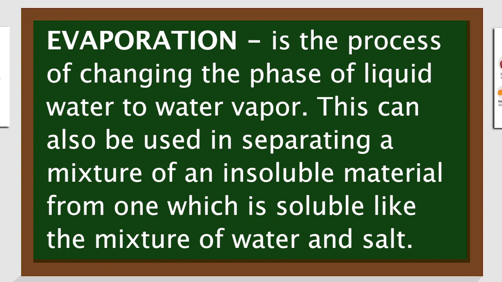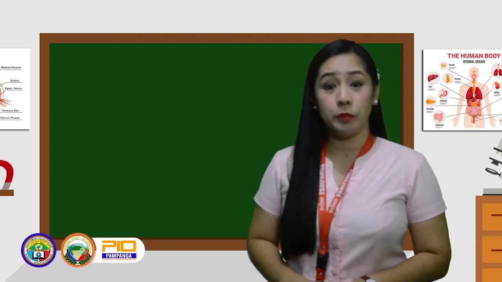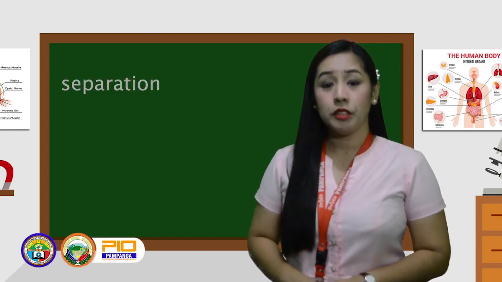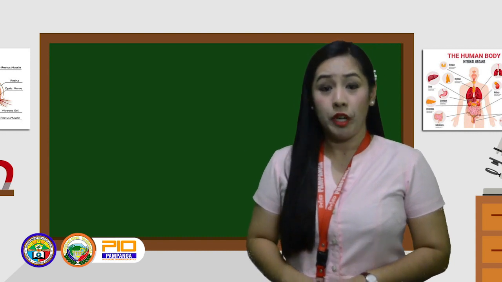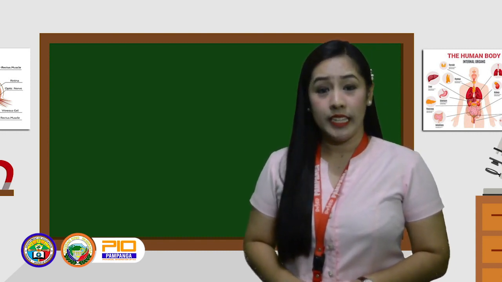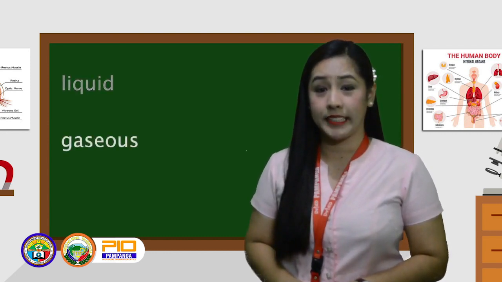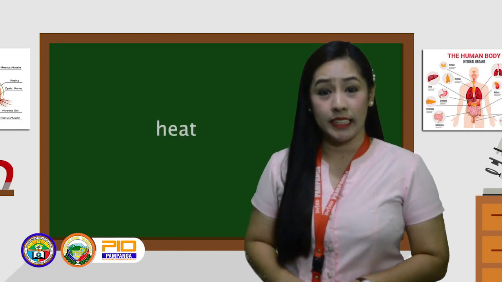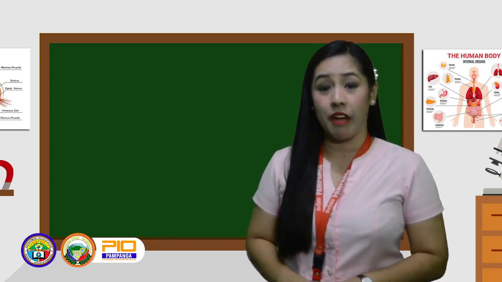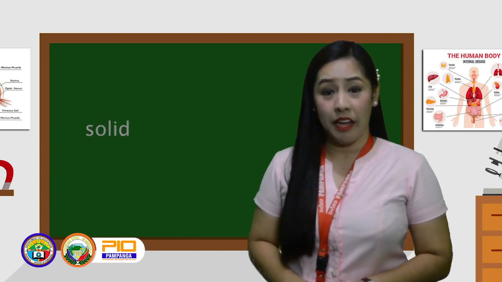Evaporation is the process of changing the phase of liquid water to water vapor. This can also be used in separating a mixture of an insoluble material from one which is soluble, like the mixture of water and salt. Evaporation can also be used as a separation method to separate components of a mixture with a dissolved solid in a liquid. The liquid is evaporated, meaning it changed from its liquid state to gaseous state. This often requires heat. Once the liquid has completely evaporated, the solid is all that is left behind.